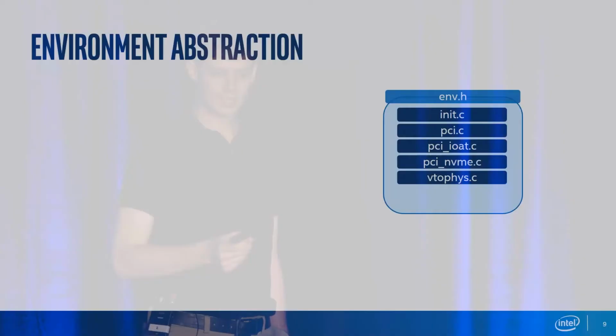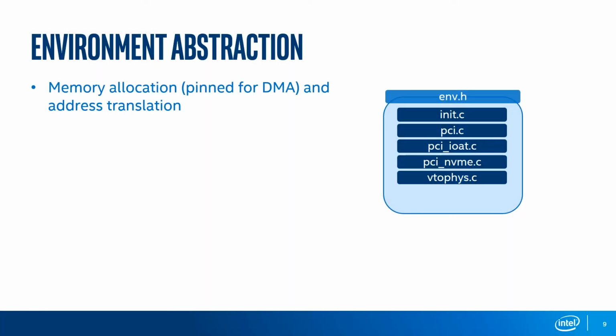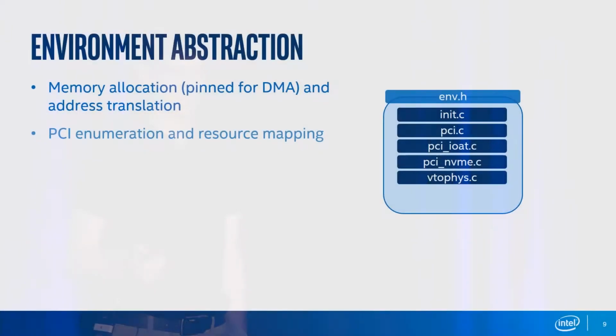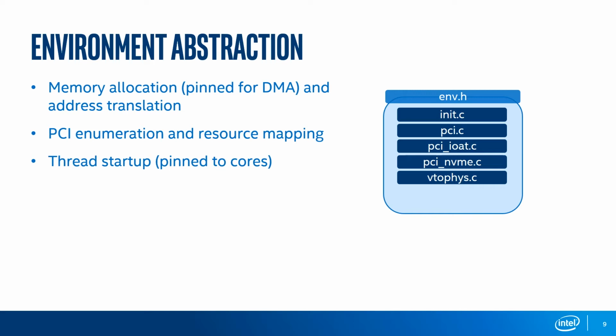So what exactly am I talking about here? We need memory allocation, and it specifically needs to be memory that can be used for DMA, because we're writing user space drivers that are doing DMA directly to memory, like zero copy, and it can't be swapped out or moved around while we're DMAing to it. We need PCI device access, so we need to be able to map the base address register and access device registers. We need to do thread startup in a generic way that allows us to pin those threads to cores for performance reasons. And we need a few data structures.